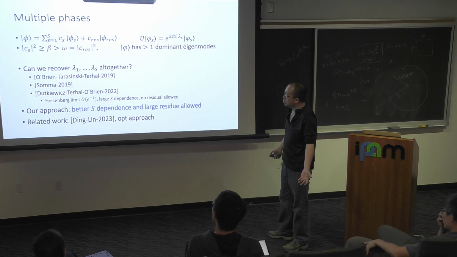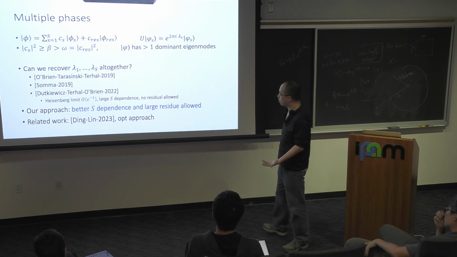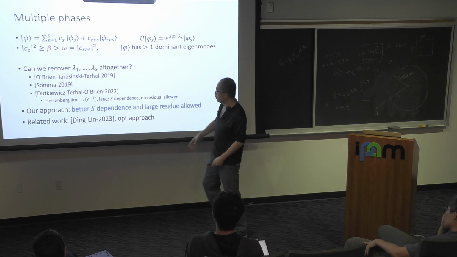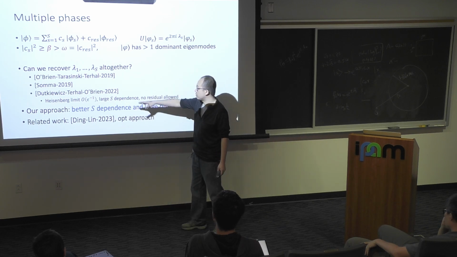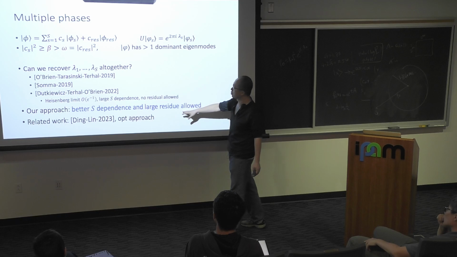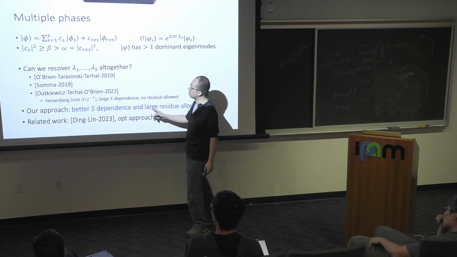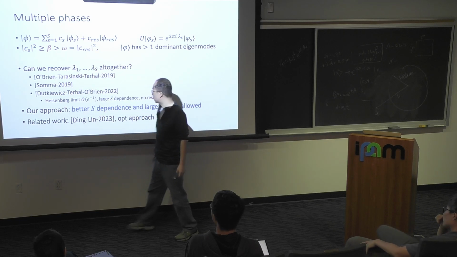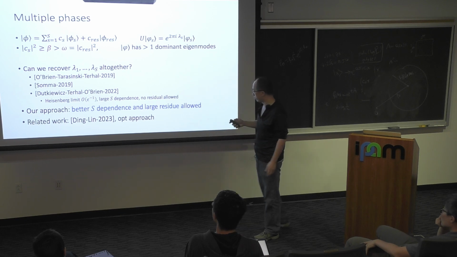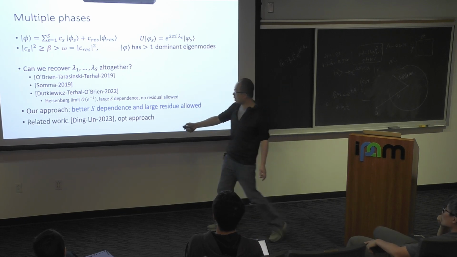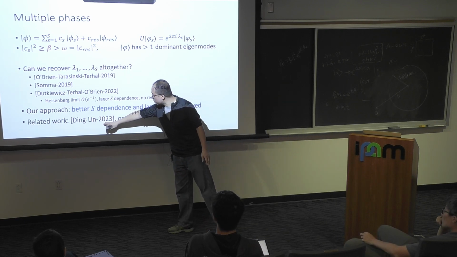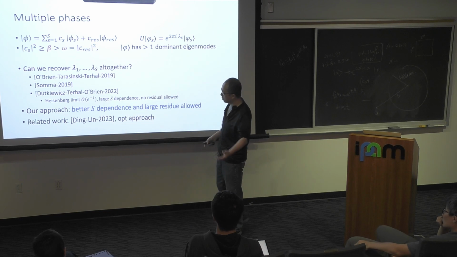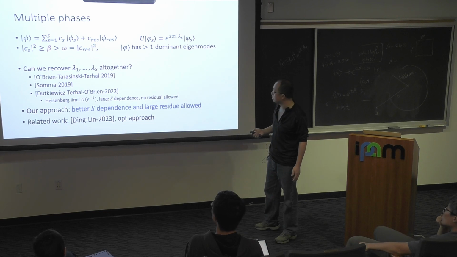So in our case, we propose a new algorithm, or modification of the algorithm, such that we have a better S dependence. We achieve the Heisenberg limit, and it also allows relatively large residuals. The residual can be as big as you like, as long as it's smaller than beta. Now, again, our work is related to the work by Ding and Lin, which I believe Zhiyan is also going to talk about later today.